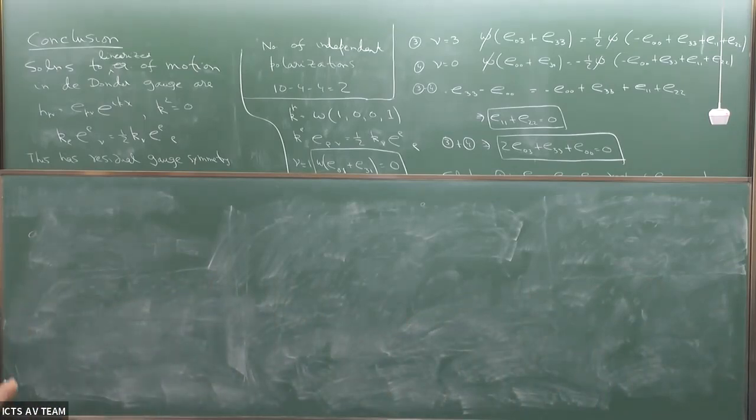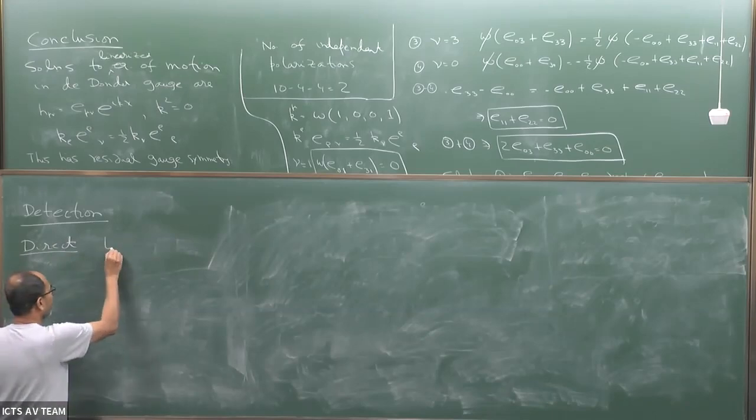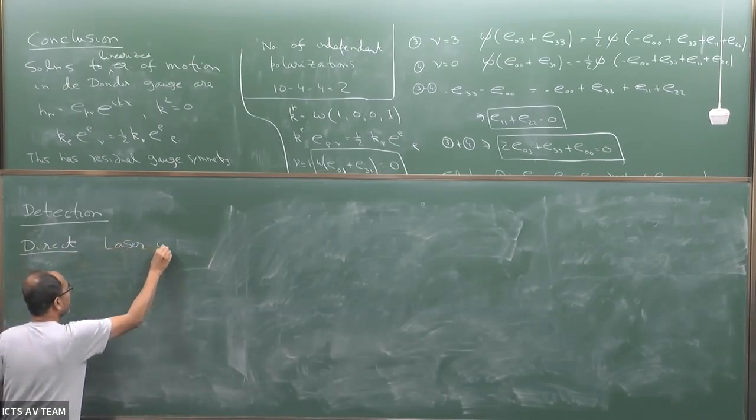Okay, so let me now describe the detection. First I'll describe the direct detection, even though this came much later. The actual gravitational wave was indirectly detected much earlier, but I'll discuss that later. First, direct detection. And this is done by the laser interferometer.